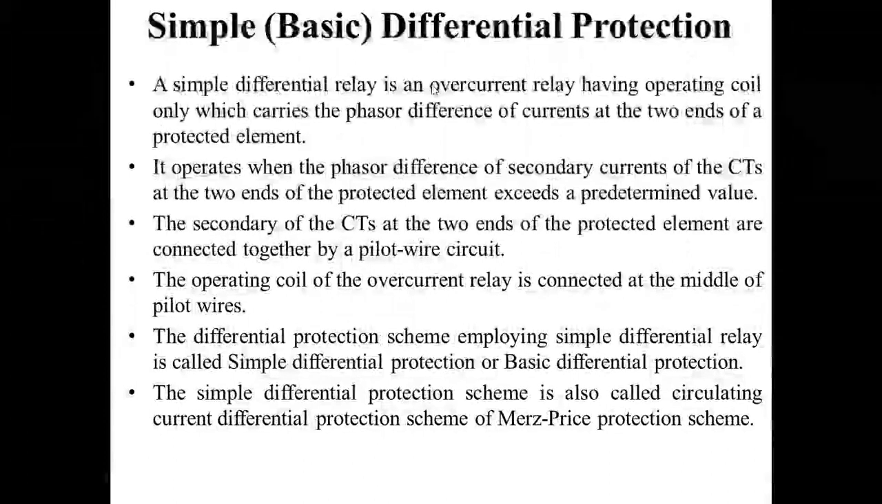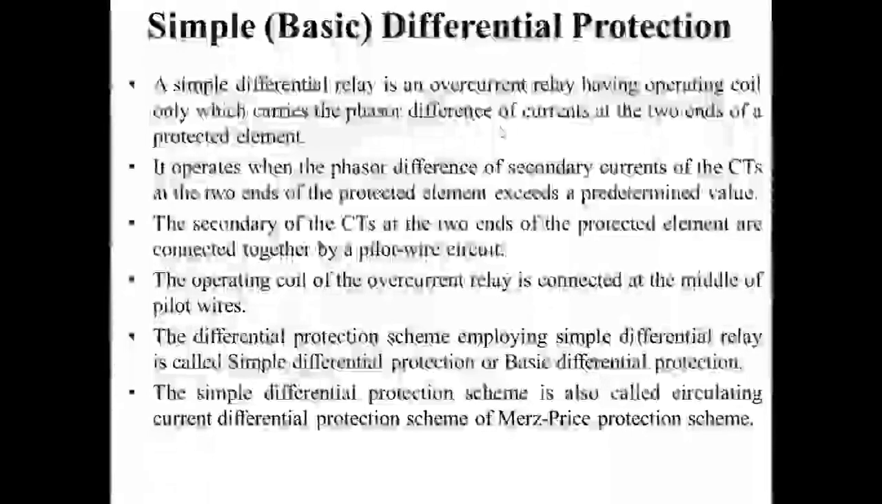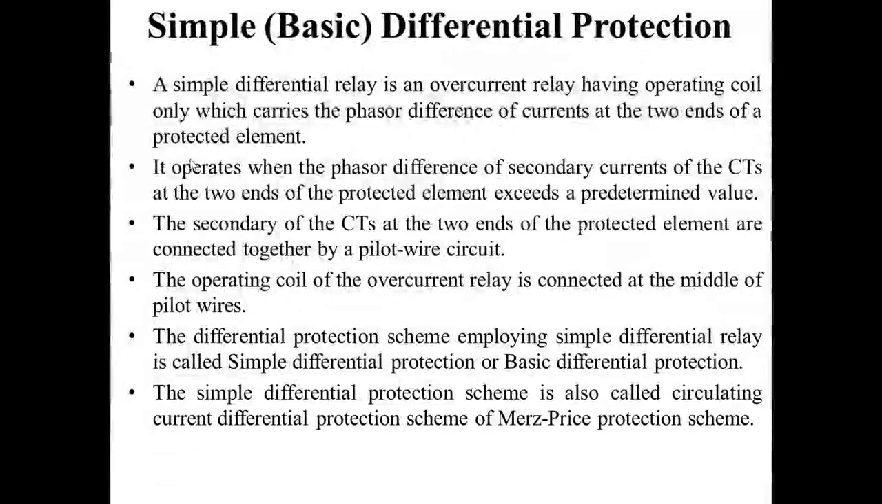It means your simple differential relay works on the principle of an overcurrent relay, having an operating coil only, which carries the phasor difference of currents at the two ends of a protected element. It operates when the phasor difference of secondary current of the CTs at the two ends of the protected element exceeds a predetermined value. The secondary of CTs at two ends of the protected element are connected together by a pilot wire circuit. The operating coil of the overcurrent relay is connected to the middle of the pilot wire.